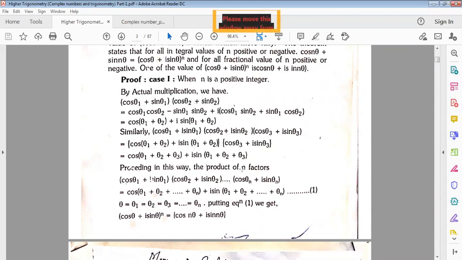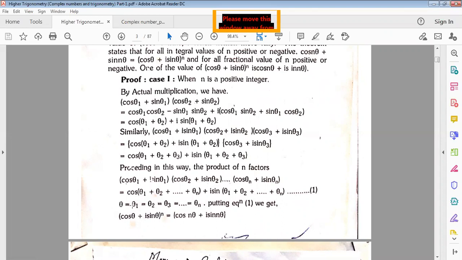Now proceeding in this way up to n factors. First complex number n equals 1, second complex number n equals 2. In this way, after many complex numbers, putting n equals n, cos theta n plus i sin theta n. This whole multiplication will be just cos (theta 1 plus theta 2 plus dot dot theta n) plus i sin (theta 1 plus theta 2 plus dot dot theta n). This is equation number 1. That means just adding angles for cos and adding angles for sin.